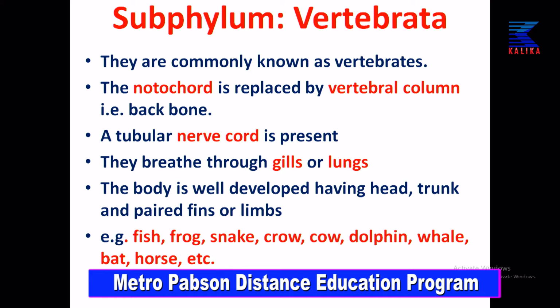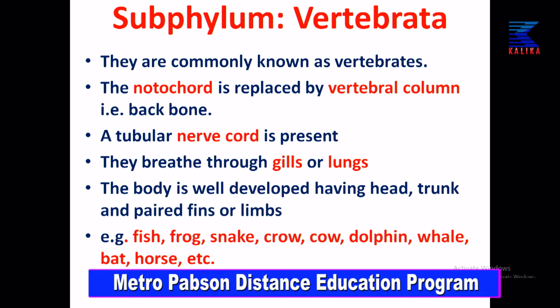Next, a tubular nerve cord is present. A tube-like nerve cord is present. They breathe through the gills or lungs. Some of them breathe with gills, for example, fishes and tadpoles. They breathe by the gills, and all of them breathe with the help of the gills when they are in the embryonic development. And by the lungs, for example, in the frog or reptiles, apes, mammals.